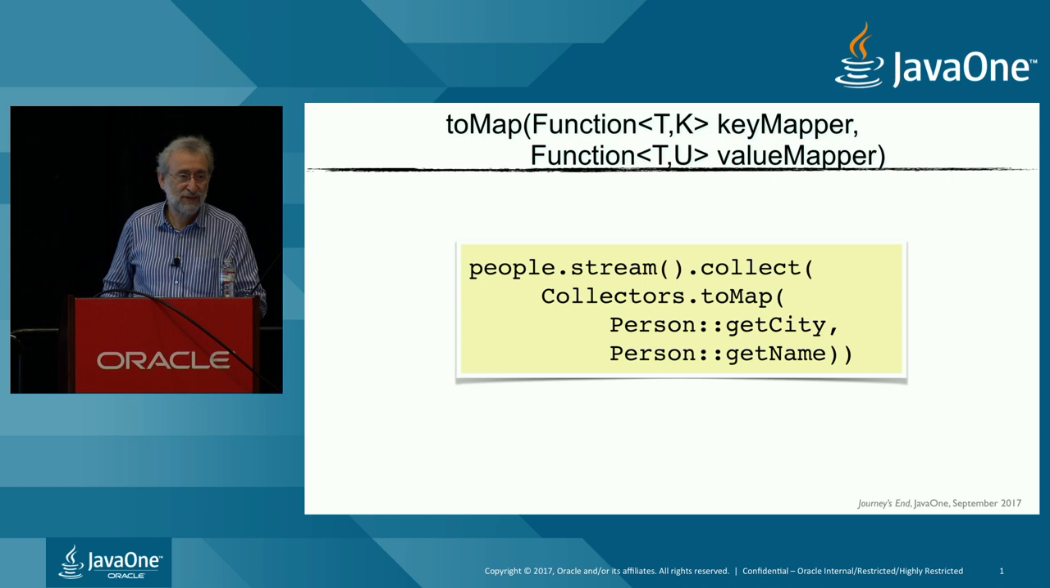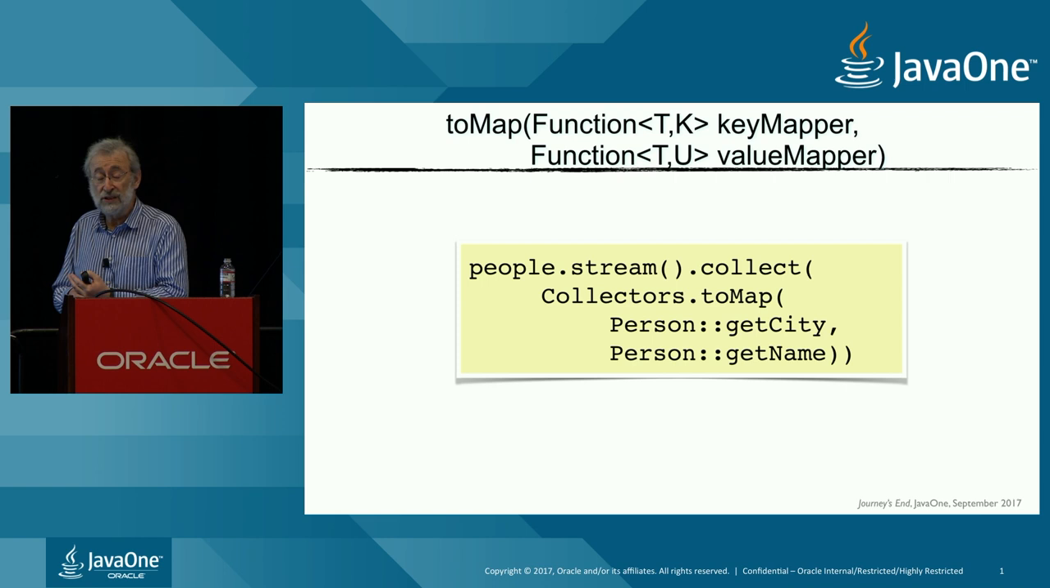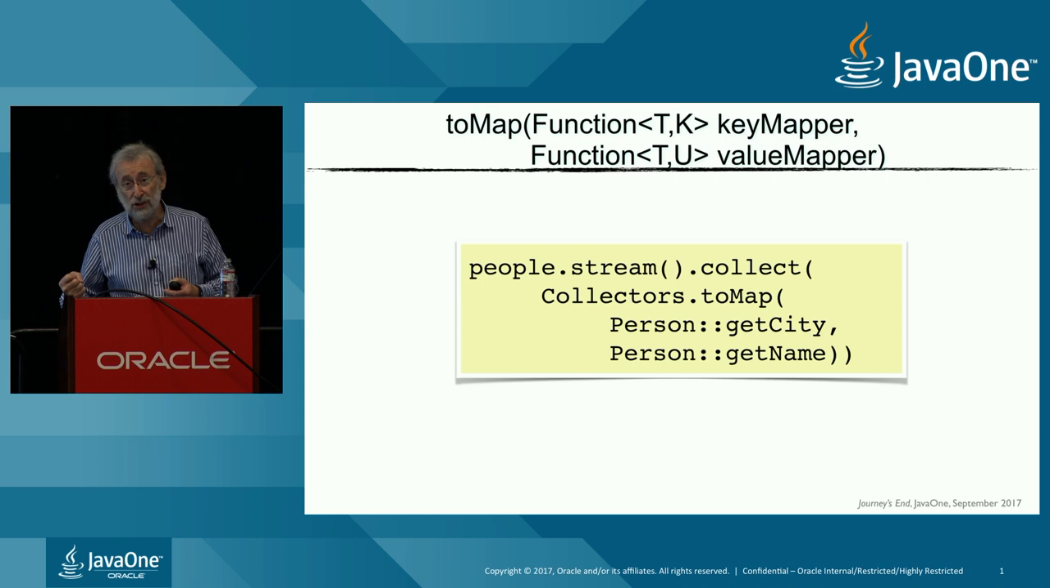But maybe toMap is slightly more interesting, because toMap takes two functions. A function which is going to provide the keys for the entries of the map, and a function that's going to provide the values. So in this case, we want a map from city for all of the Person objects and people. We want a map that's going to give, for each city, the name of a person who lives there. So the way that works is like this.